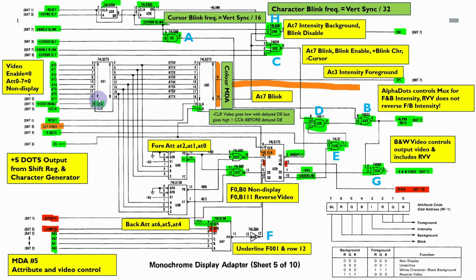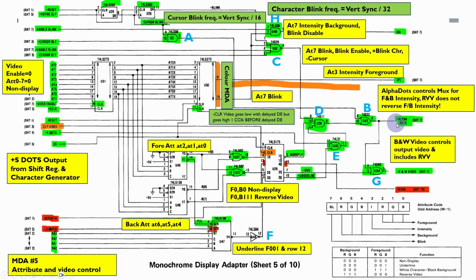Now this design includes 2 latches for the attribute data, and I'm not certain that we actually need the second latch here, but if we ended up with some timing issues then we might need to add another latch here, but for the moment we're just dealing with this latch here. Now the output of all this, we have the intensity for the background, intensity for the foreground, and then we also have alpha dots output and black and white video output.